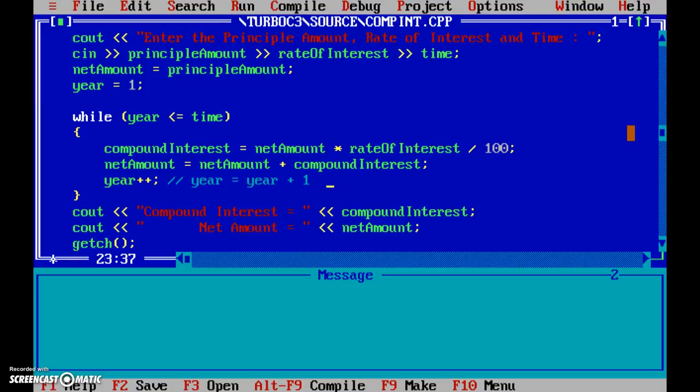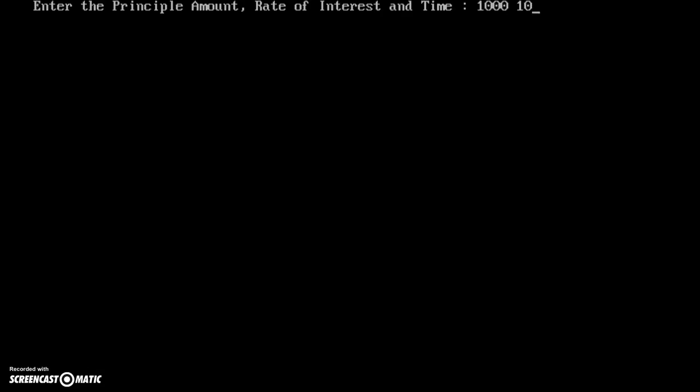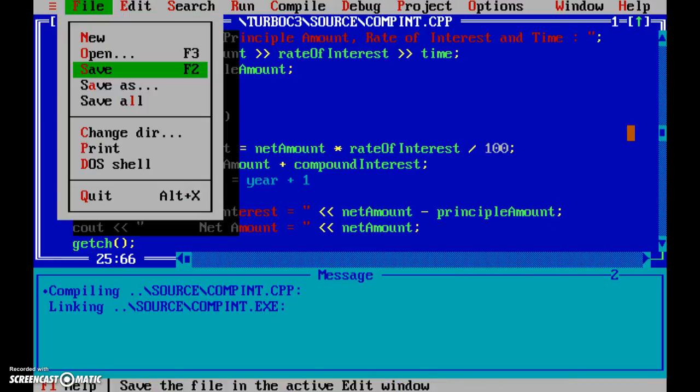So that means compound interest is not coming correctly because it is not getting accumulated. So let's change this to net amount minus principal amount. 1000, 10% and 5 years. Great, correct. Let's save it. File, quit.